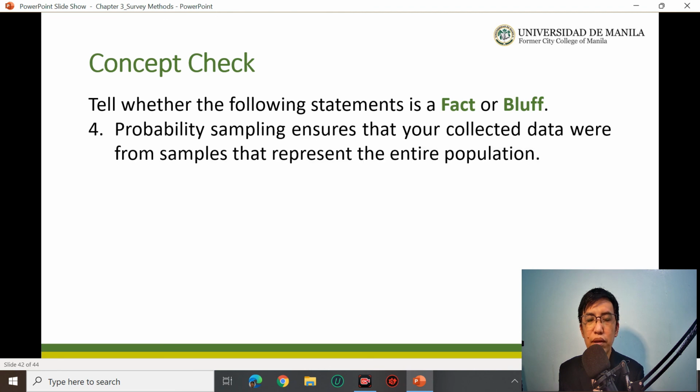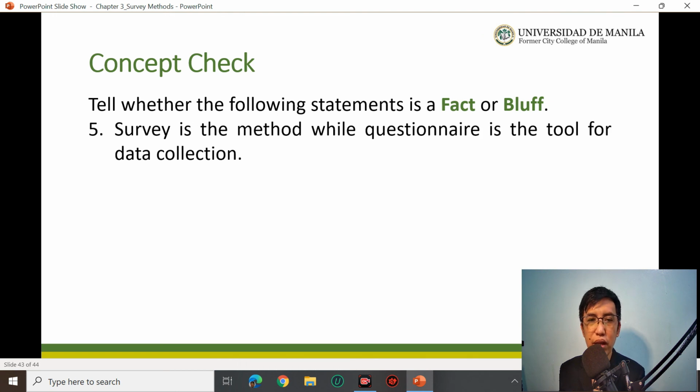Okay. Number 4, probability sampling ensures that your collected data were samples that represent the entire population. 10, 9, 8, 7, 6, 5, 4, 3, 2, 1. And that is a fact. Okay? Sinabi natin yan kanina. And number 5, survey is the method while questionnaire is the tool for data collection. 5, 4, 3, 2, 1. And I already mentioned this one. This is a fact. Okay?